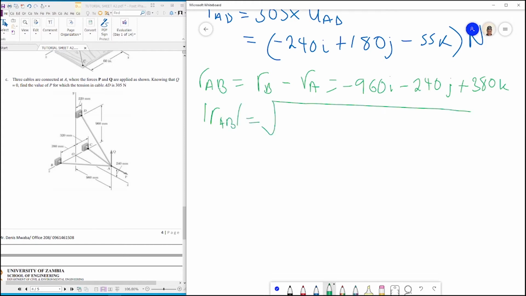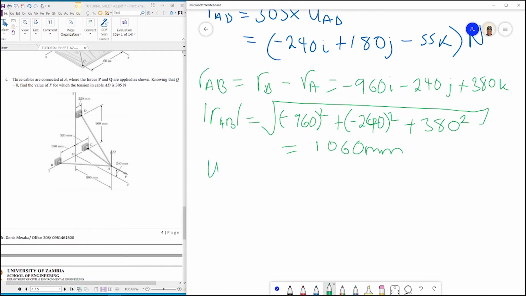And then you get the magnitude of RAB, which is equal to the square root of minus 960 squared plus minus 240 squared plus 380 squared. This will be equal to 1060 millimeters. Awesome. So we've gotten the magnitude.